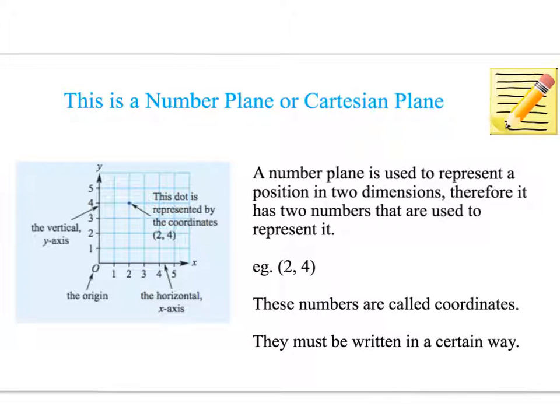So the number plane is used to represent the position of points in 2 dimensions. So it has 2 numbers that are used to represent it. And the numbers are called coordinates. You would be familiar with the word coordinates. You may have played Battleship in the past. Okay, so they must be written in a certain way. They must have brackets and be separated by a comma.